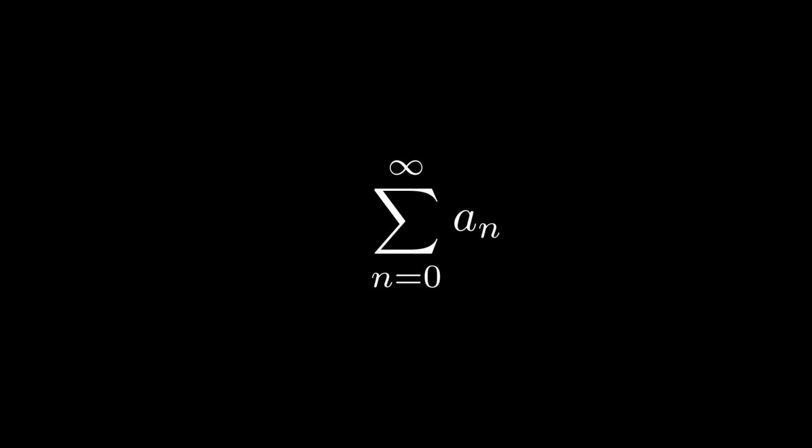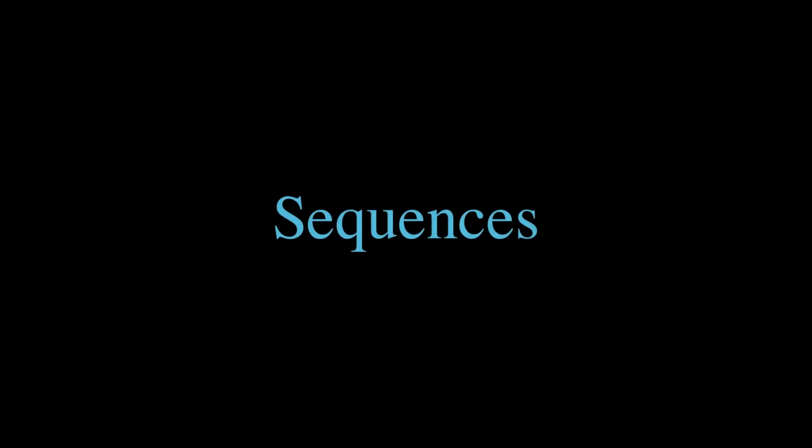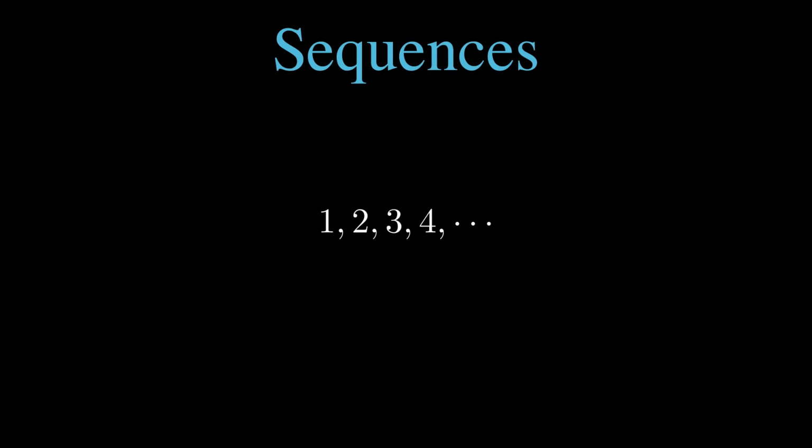Here is an infinite series. If it looks scary to you, let's first start by breaking it down into its components. The main component of a series is its a sub n term, which is what we call a sequence. Simply put, a sequence is just a list of numbers.